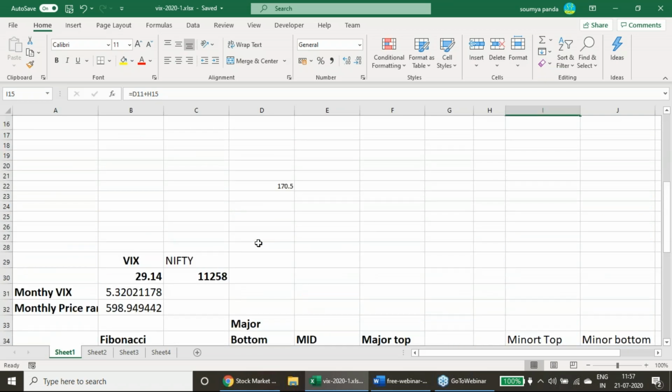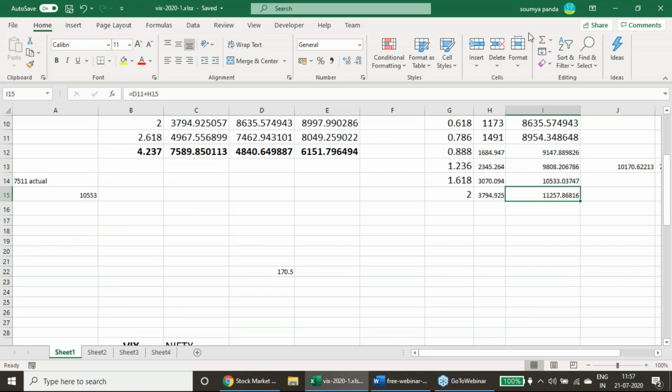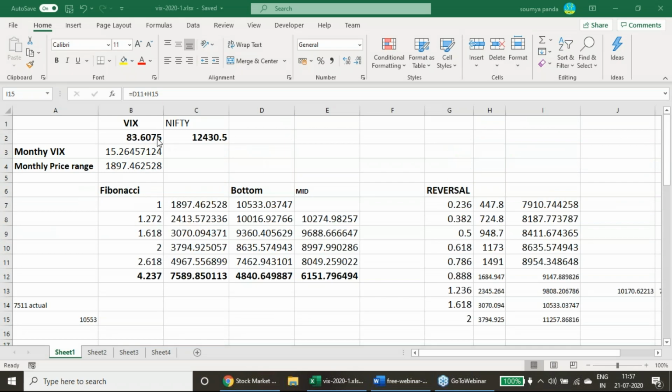So here we are going to start a calculation. Our aim is this: we started with 83% of VIX, and we are almost at the completion stage, 11,258 being the completion of our top formation. Beyond this, what will be the next tops and the next bottoms that we are going to identify? So for that, our job is to see whether we can utilize this 83.60 VIX which has happened earlier, or we will take something different.